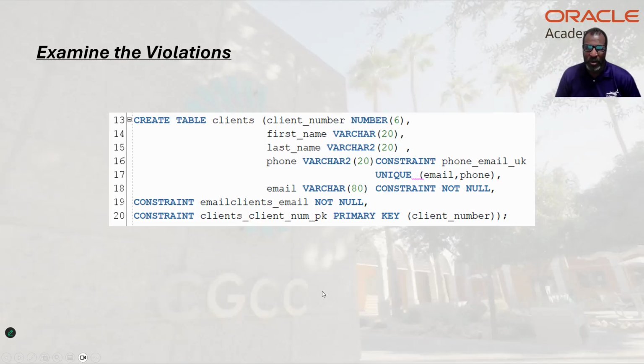All right. What's wrong with this query? You're supposed to examine the violations. What's the problem with this query, with the constraints? Anyone want to point out one?